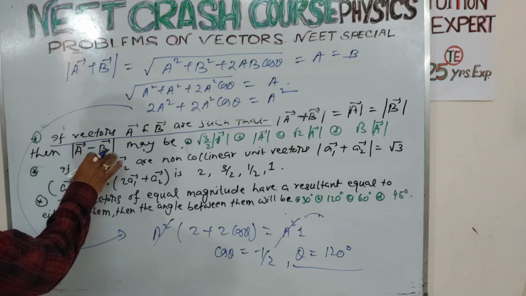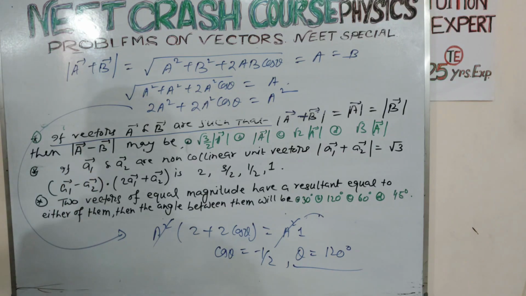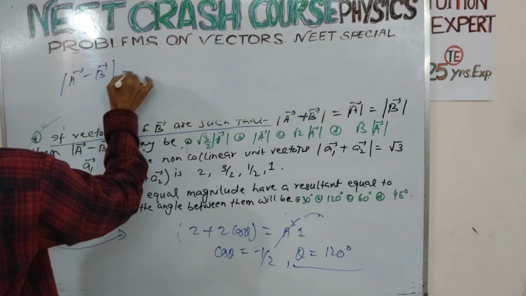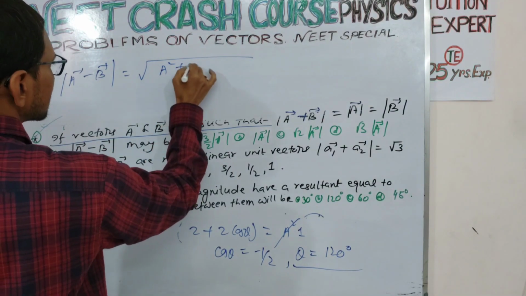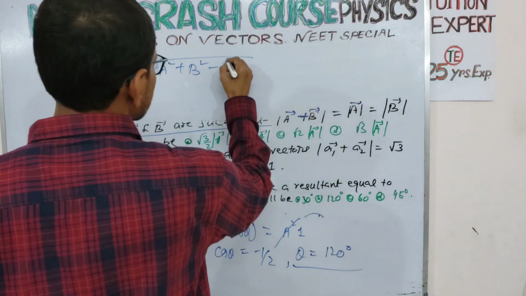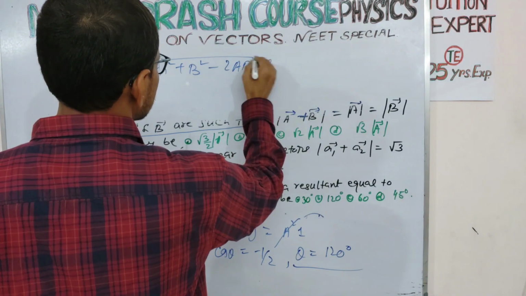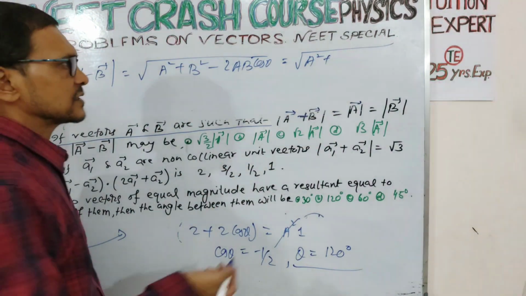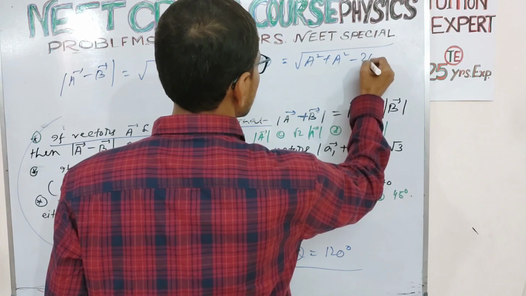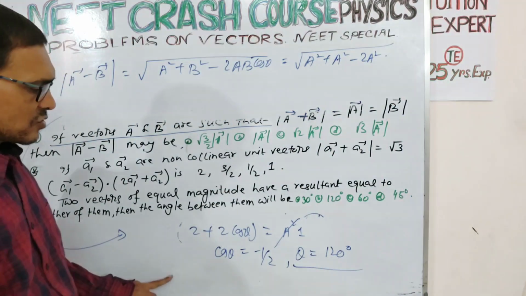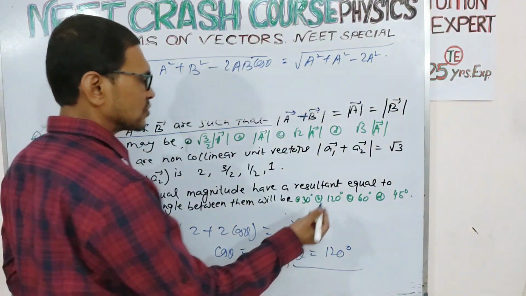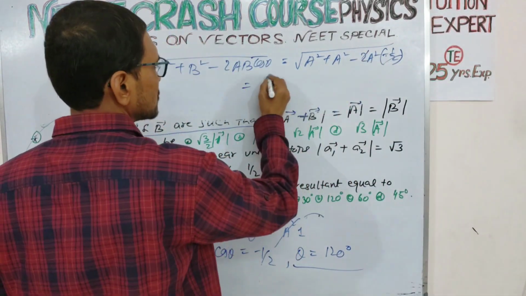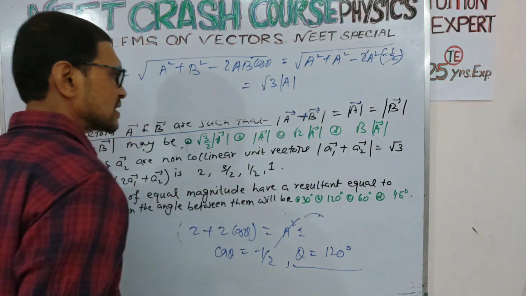Now we find mod A minus B, which equals root over A square plus B square minus 2AB cos theta. So this equals A square plus A square minus 2A square cos theta. What is the value of cos theta? Cos theta equals minus half. So what is the result? The 2 cancels, giving root over 3 A. So this is the answer: root over 3 A.